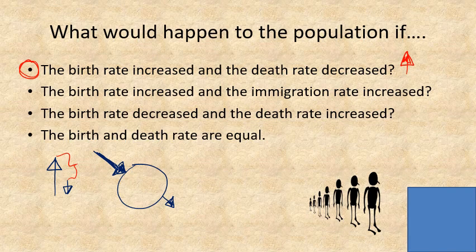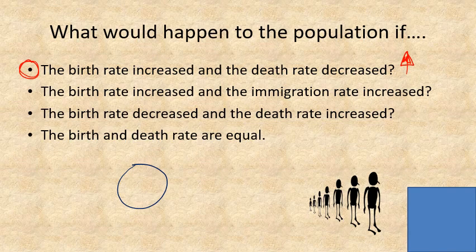So then the next one, if we look at an increase in births and also an increase in immigrants, those are two things that are both entering that population and causing it to increase. So they will compound each other and we'll see massive population growth.